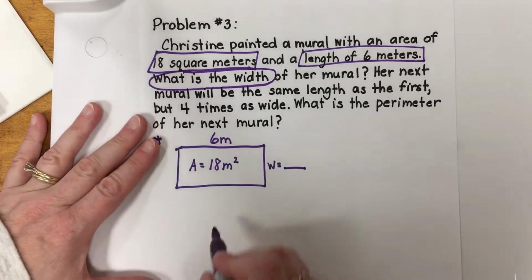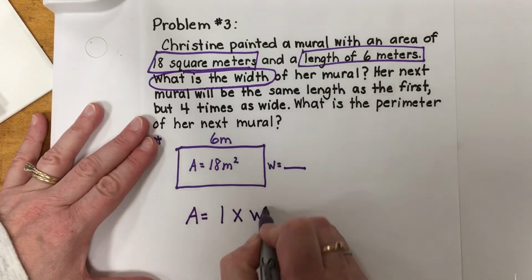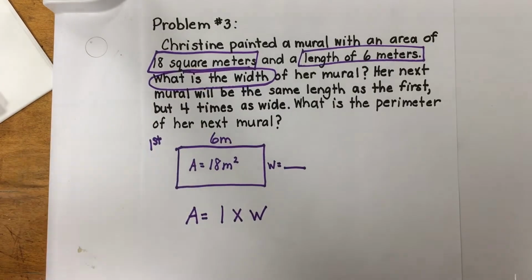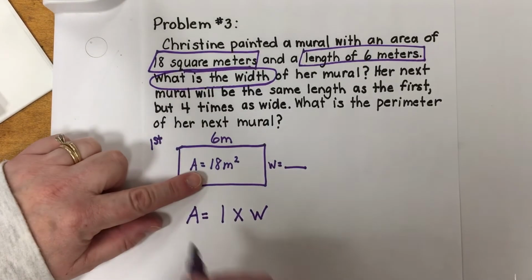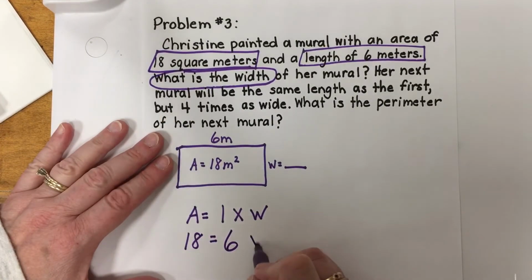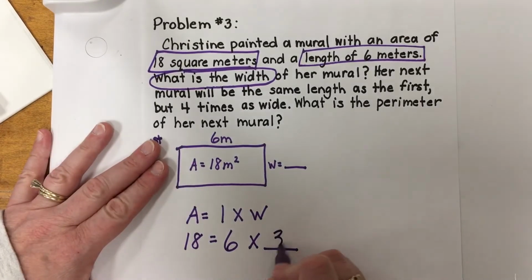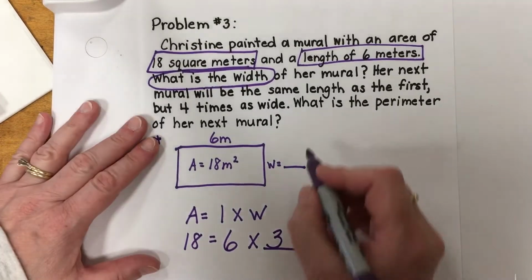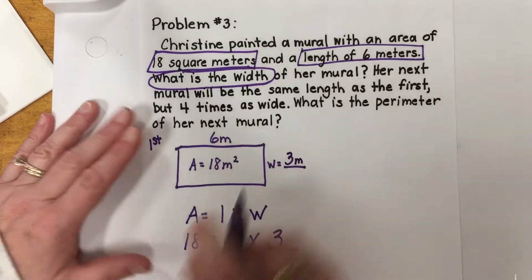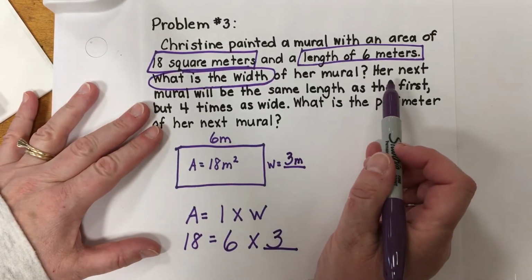So you write down what you know. Area equals length times width. Plug in the information that's given. The area is 18. The length is 6. So say to yourself, 6 times what is 18? Easy. 6 times 3. So we know our width is 3 meters.